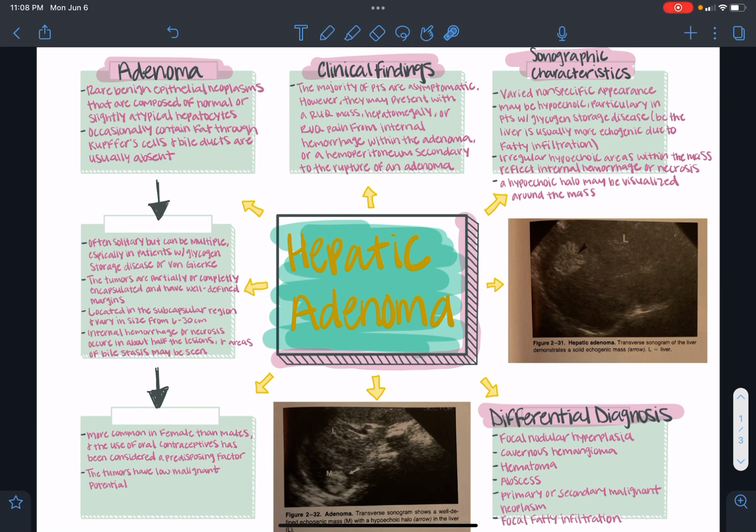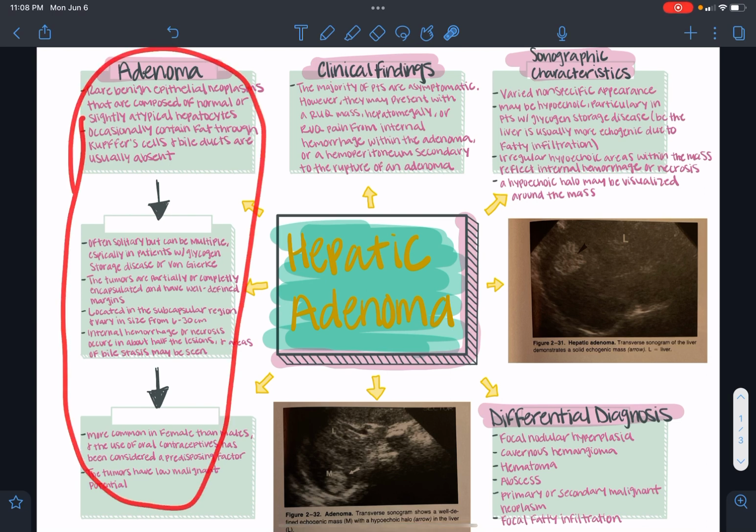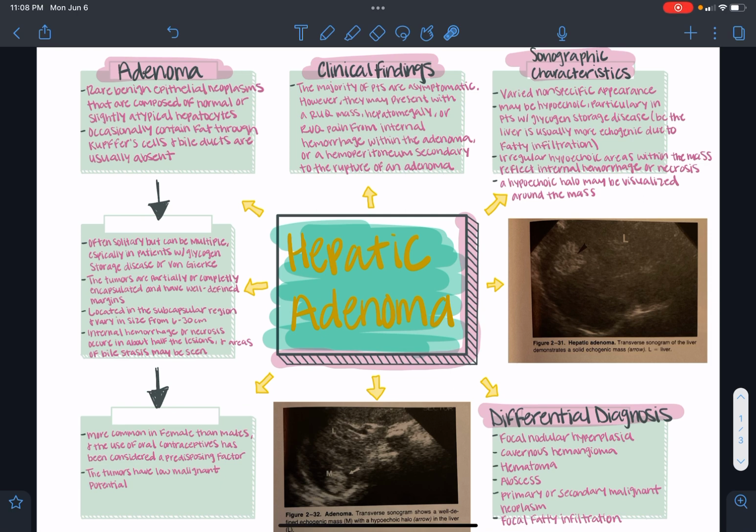So I did a hepatic adenoma. All of this goes together. So to start, it's a rare benign epithelial neoplasm that is composed of normal or slightly atypical hepatocytes. Occasionally, they contain fat through Kupffer cells, and bile ducts are usually absent. Often solitary, but can be multiple, especially in patients with glycogen storage disease or von Gierke.